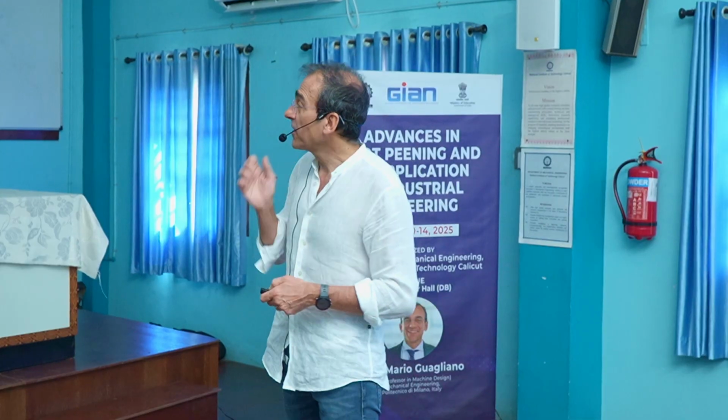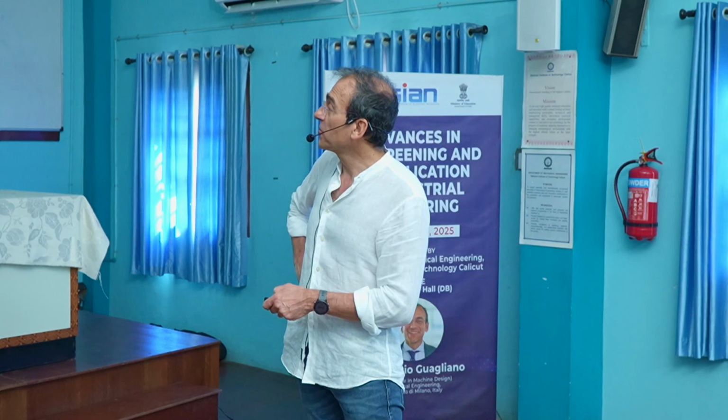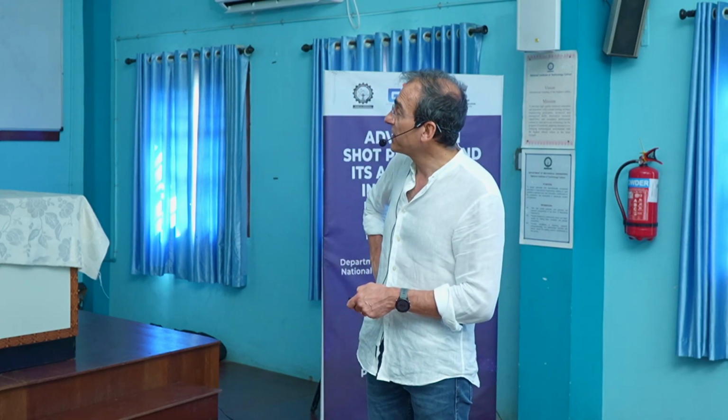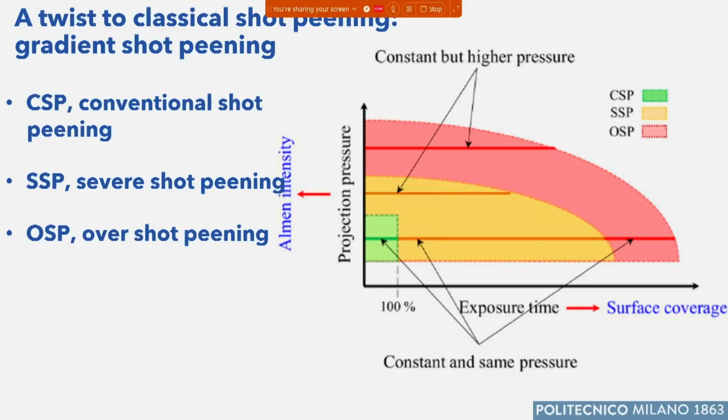So how can we consider these different ways to perform shot peening? We can draw a graph where we put the exposure time on the abscissa and the projection pressure on the ordinate. This is dedicated to air compressed, pneumatic shot peening, of course. And we see that we can have different regions that define a different way to apply shot peening. What we call CSP, conventional shot peening, is in the green area. That is to say, usually 100% is the coverage, sometimes 200%, but no more.